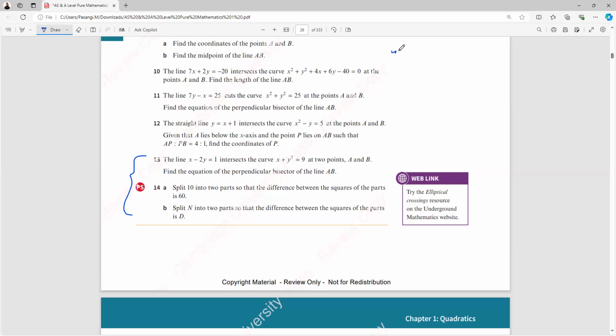That means x plus y should equal 10. 10 has been split into two parts so that the difference between the squares, x squared minus y squared, of the parts is equal to 60. These are the two equations. Then you have to solve these two equations simultaneously.